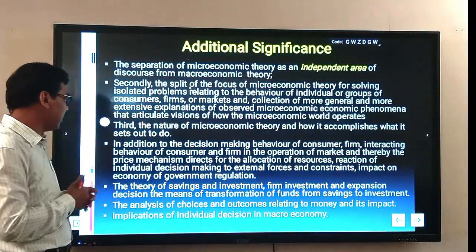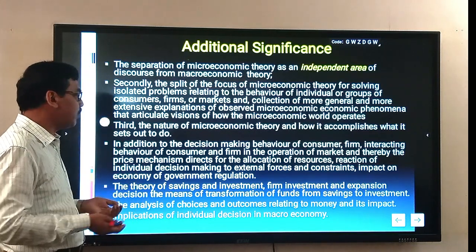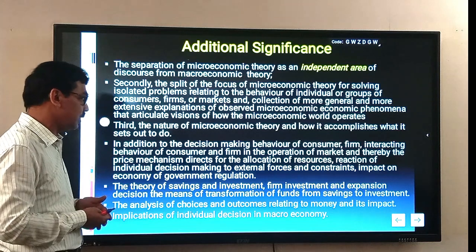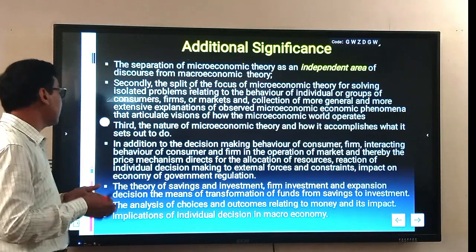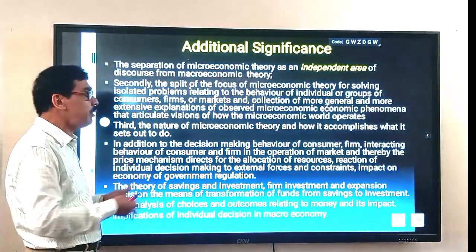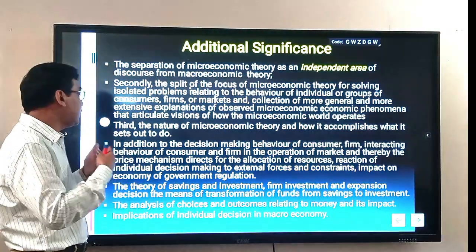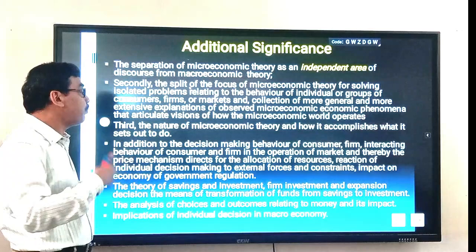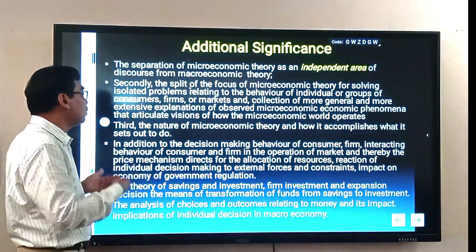So in addition to the decision-making behavior of consumer and firm, the interacting behavior of consumer and firm in the operation of market, and thereby the price mechanism directs the allocation of resources, the reaction of individual decision-making to external forces and constraints, the impact on the economy of government regulation. This is very important: we are not only studying how individual economic agents utilize their resources, but how their decisions will affect the external forces of the government, and how government policy is regulated and affected due to individual decision making. That also we study in this microeconomic theory.